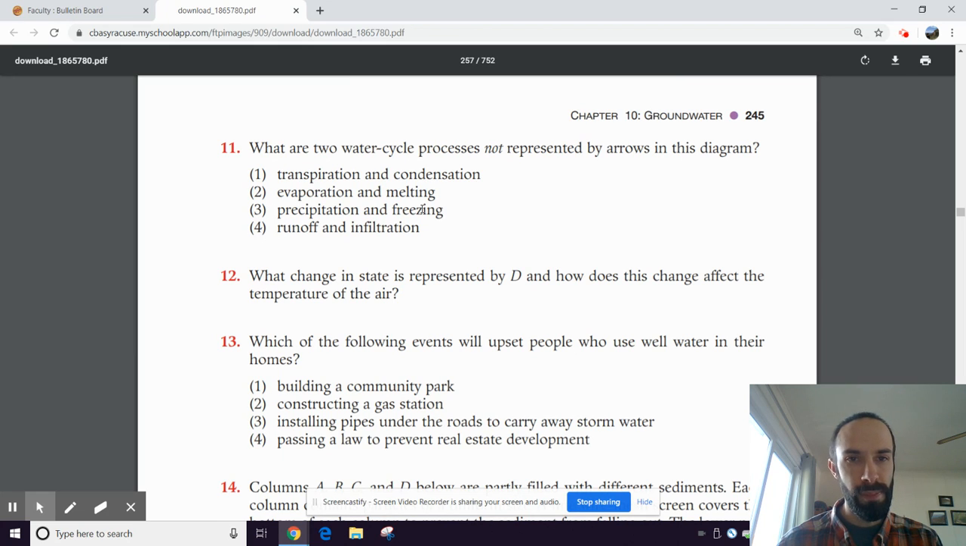Okay. Be careful with that one because a couple of these aren't shown, but one of them is. So you got to pick the choice that has both, right? What are 2 water cycle processes? So runoff and infiltration. All right.